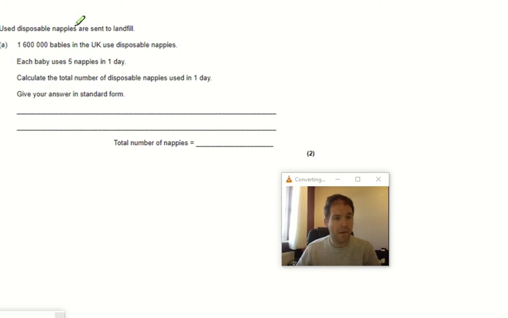Used disposable nappies are sent to landfill. Okay, 1,600,000 babies in the UK use disposable nappies. Each baby uses 5 nappies in every day. Calculate the total number of disposable nappies in 1 day. So 5 nappies per day, and we've got 1,600,000 babies. We're going to leave this in standard form.